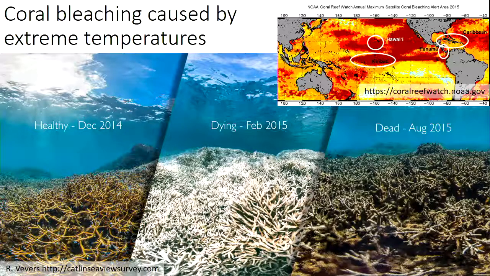maybe used to living at 25 degrees Celsius would have bleached at a much lower temperature. So it's not a specific temperature, it's an anomaly. If you get anomalously warm temperatures, these corals bleach.